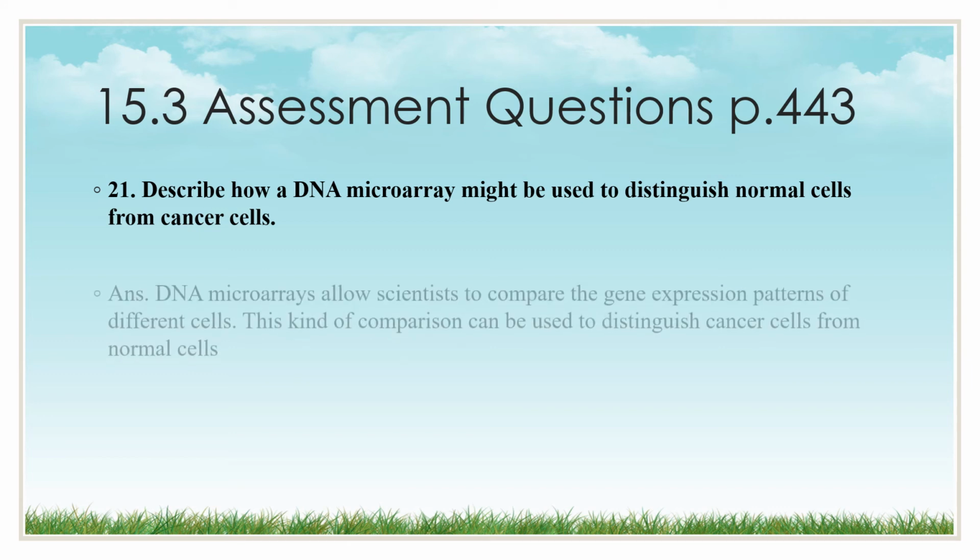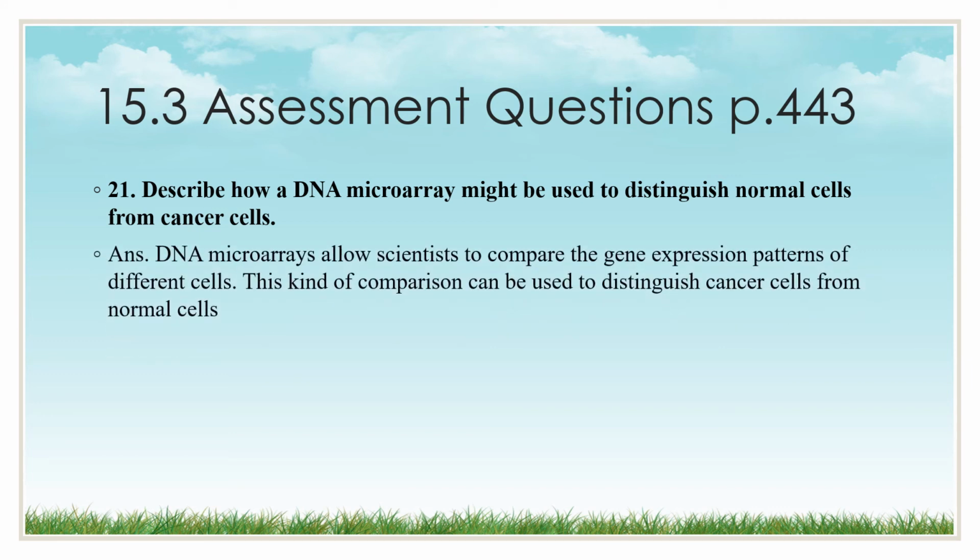Okay, for the answer, DNA microarrays allow scientists to compare the gene expression patterns of different cells. This kind of comparison can be used to distinguish cancer cells from normal cells. Let's have number 22 question. Describe 2 important uses for DNA fingerprinting.